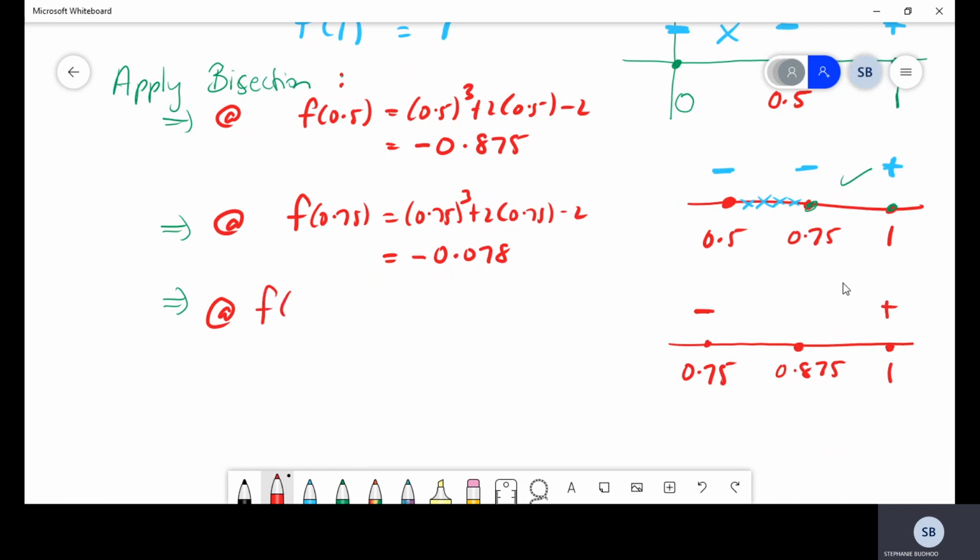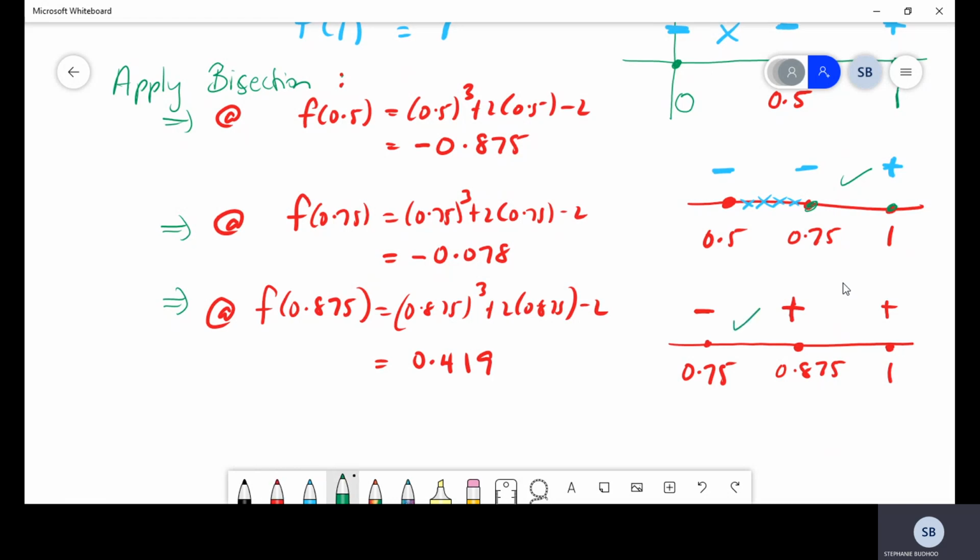So at f of 0.875, when you do your substitutions correctly, you should get 0.419, which is a positive value. And once again, we are looking for the region where we see a sign change to determine which regions we have to keep bisecting. So there's a sign change between 0.75 and 0.875.